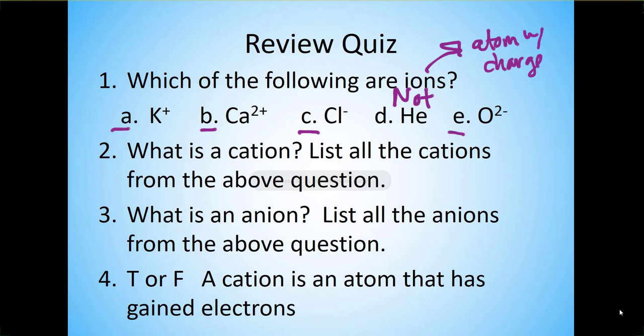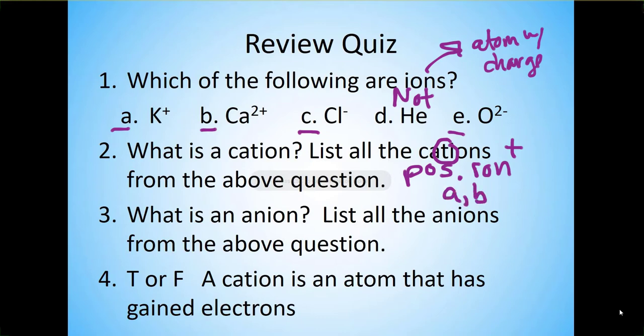Number two, what is a cation? A cation is a positive ion. And how I remember this is in the word cation, there's a T, and so it's like a little plus sign. So the ones that are cations are A and B. Those are the positive ions.